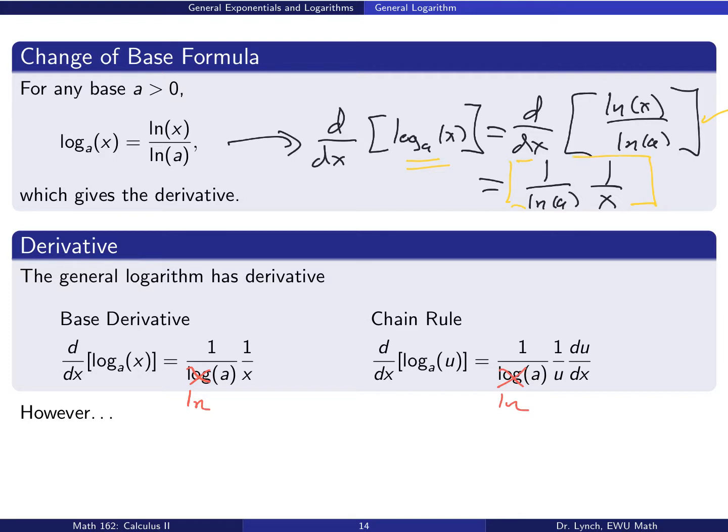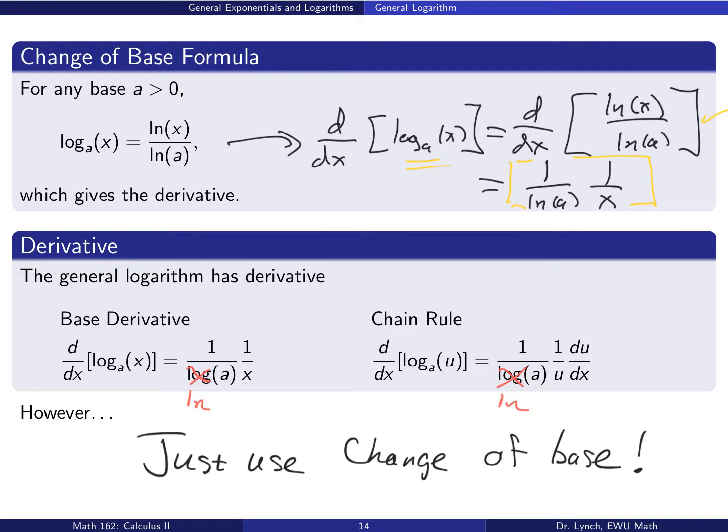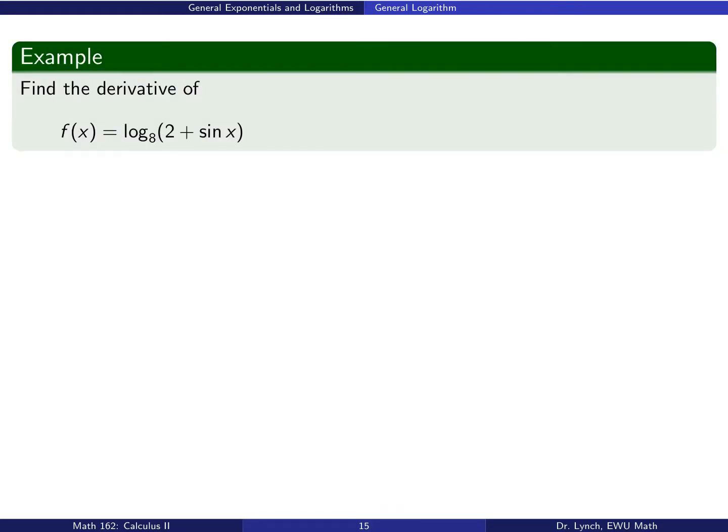The chain rule follows the same way. However, it's usually easiest just to rewrite our general logarithm as a natural logarithm using the change of base formula. So we'll see this in an example coming up next. Okay, here's the example. Let's go ahead and find the derivative of this function, log base 8 of 2 plus x.